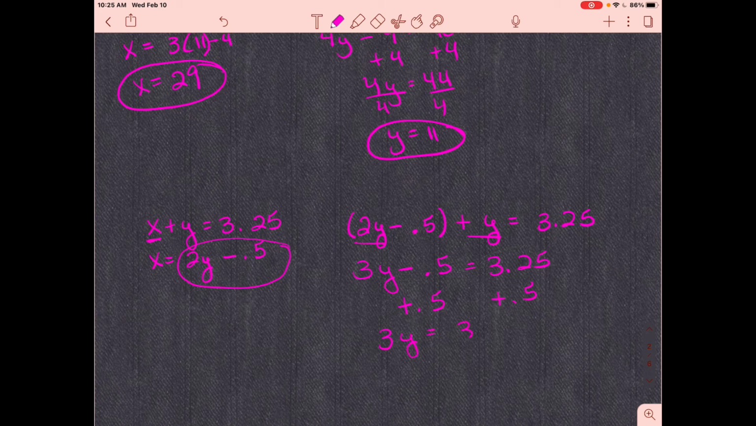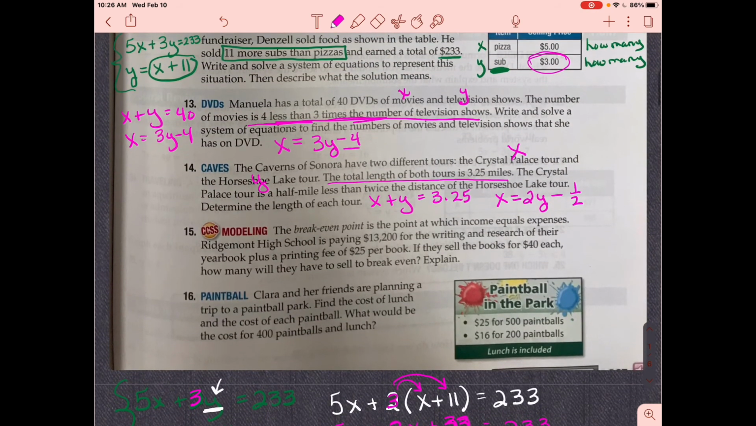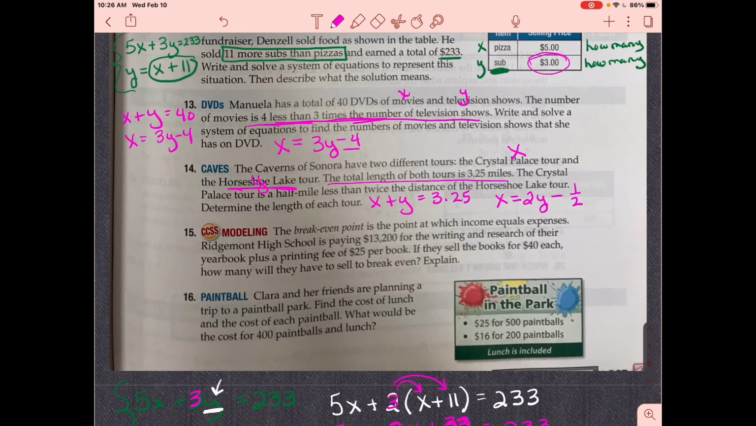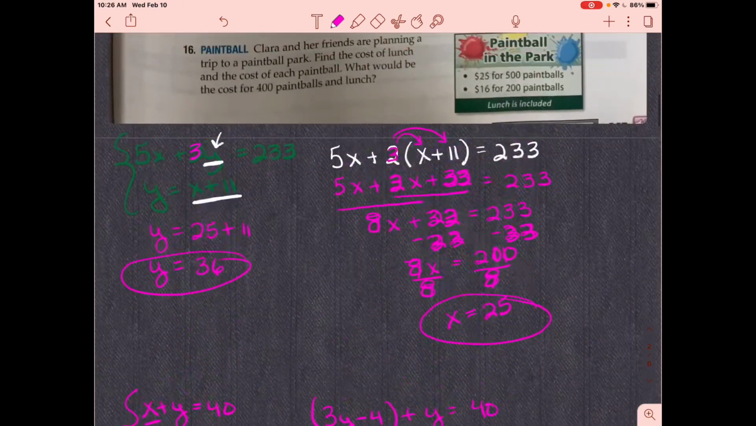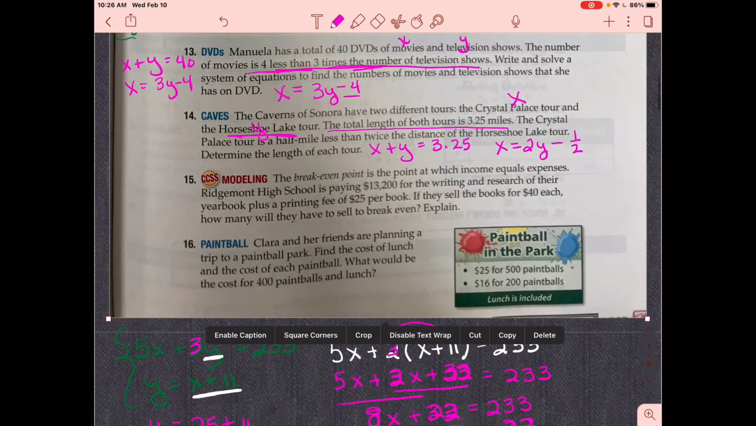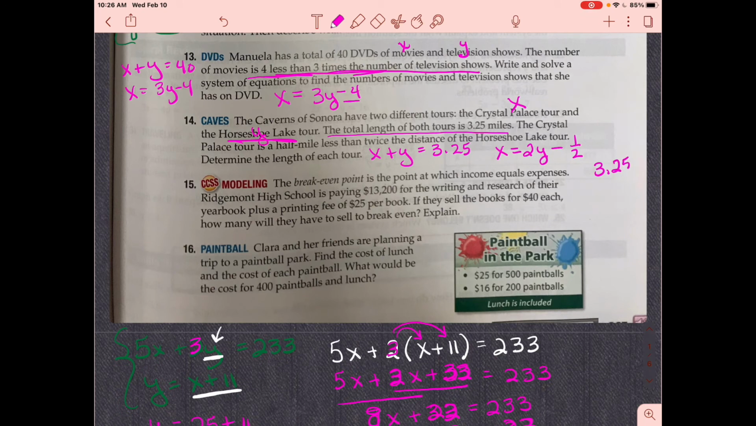3y equals 3.75, and I'm dividing by 3, which is 1.25. Y equals 1.25. So I know that y, I have to go back and look, I made a note. Y was Horseshoe Lake. Horseshoe Lake is going to be 1.25, and then we're going to take that x plus y equals 3.25. So I know I'm going to do 3.25 minus 1.25 and know that the Crystal Lake tour is 2 miles long.